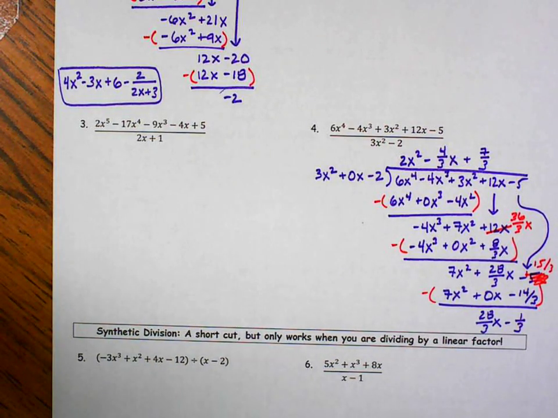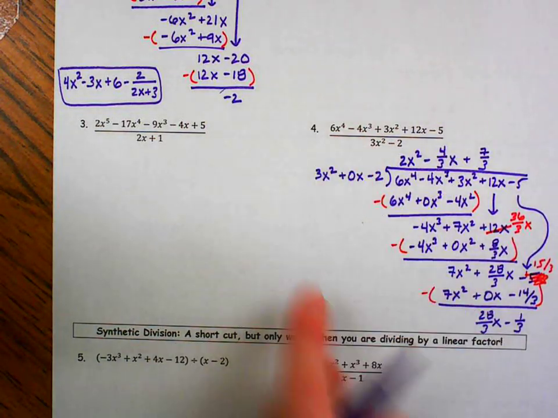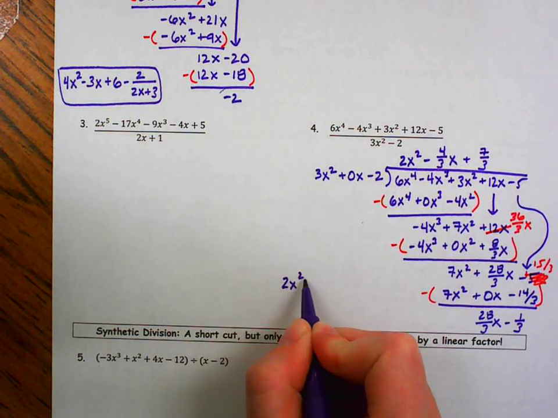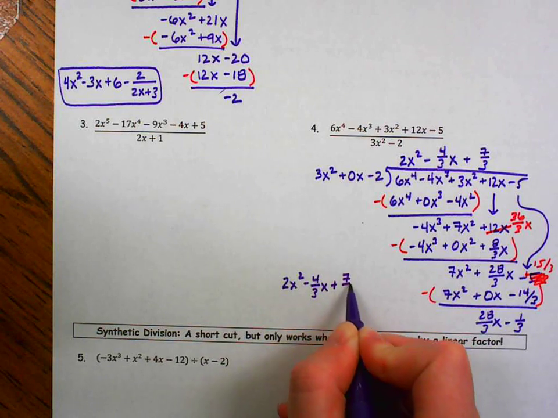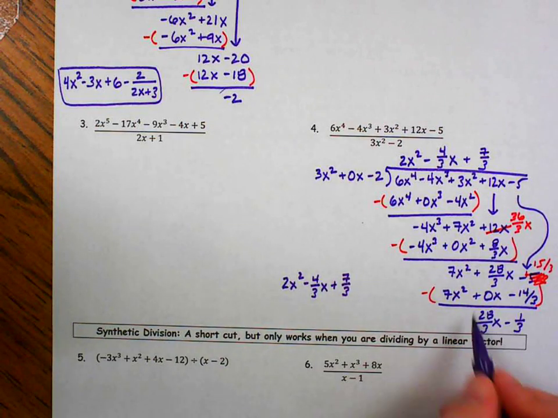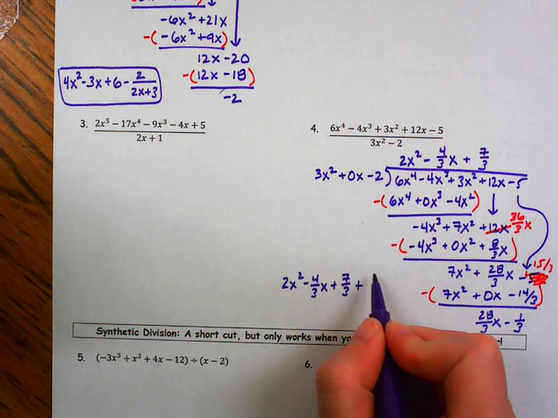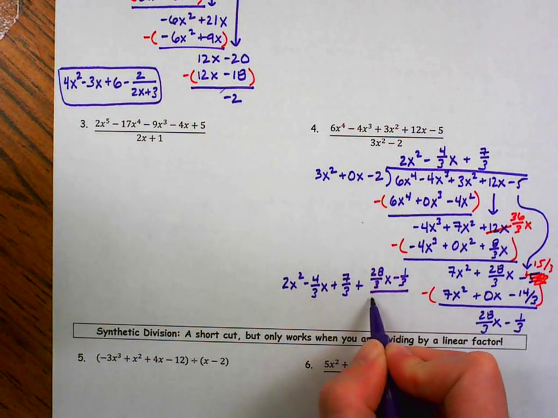It's kind of gross, but let's write out my quotient because they asked us to rewrite this using long division. So we have 2x squared minus 4/3 x plus 7/3. And then I have all this gross stuff left over. I'm not going to simplify this. I'm going to leave this as fractions and fractions, which isn't ideal, but for right now, that's not what I'm most concerned about. Goodness gracious.